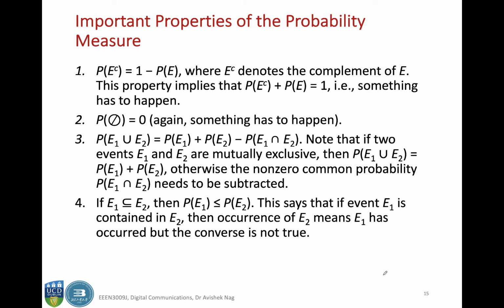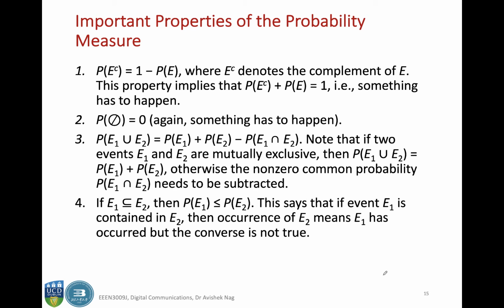Then the probability of a null event, or the probability that nothing has happened, is 0, because something has to happen. Then property 3 says that if you have 2 events E1 and E2, the general rule is that the probability of E1 union E2 is equal to the probability of E1 plus the probability of E2 minus the probability of both of them occurring together.